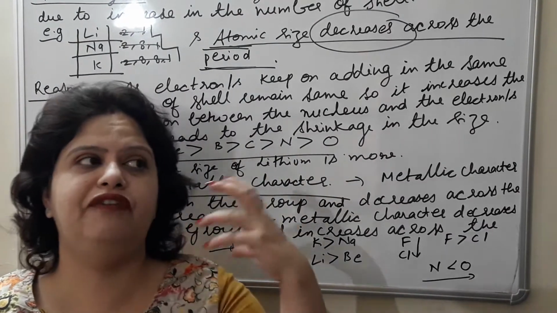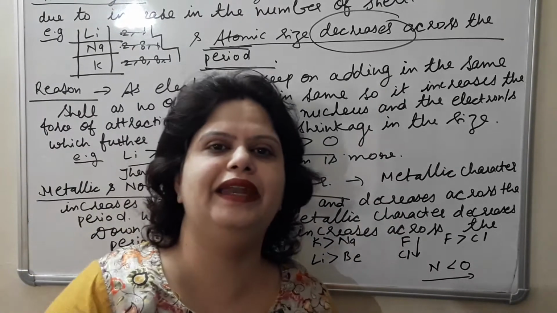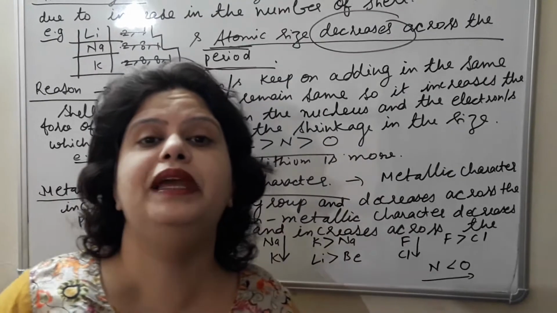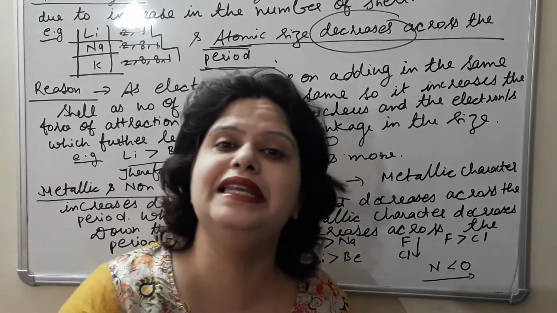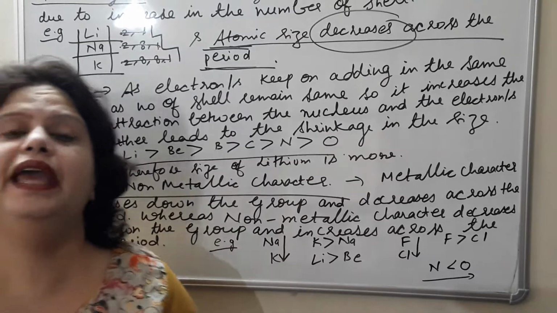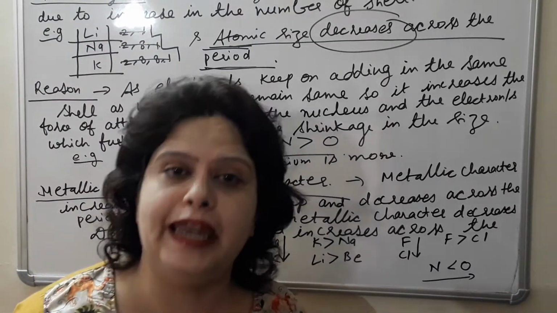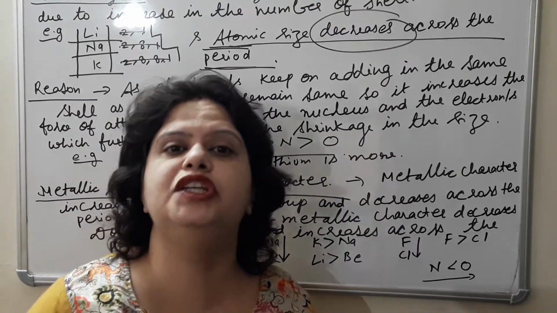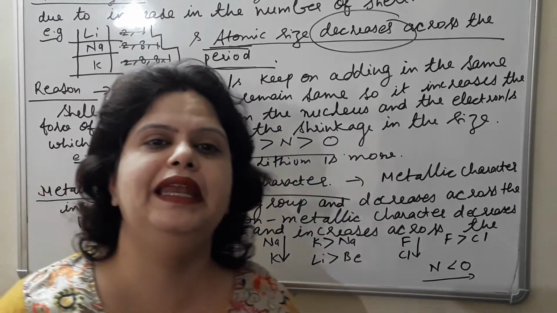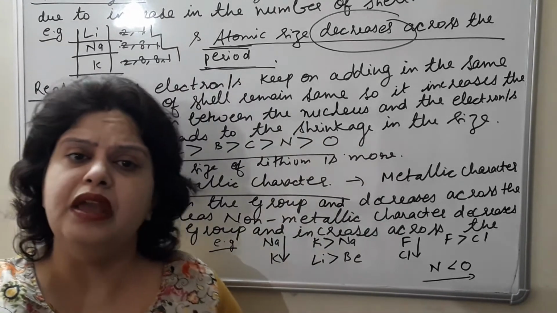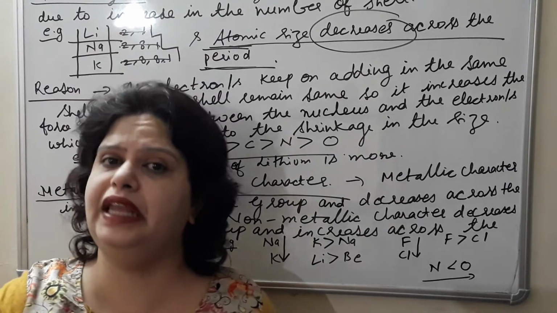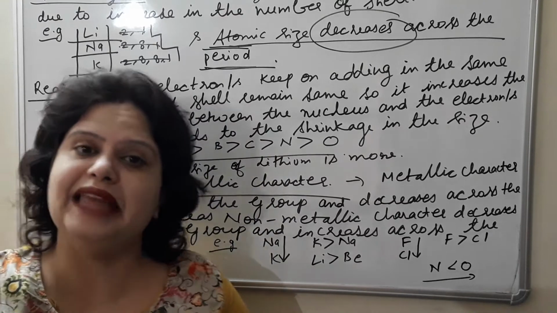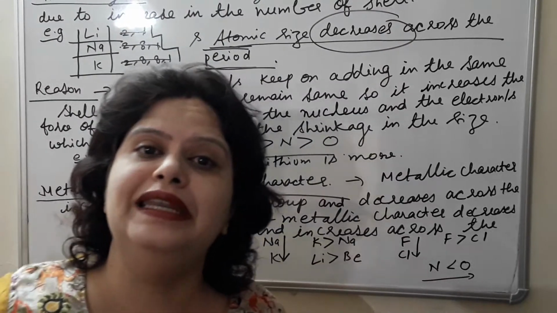So going by that, atomic radius should remain the same. But it is not like that. In this case, atomic radius will decrease. What is the reason behind this? The reason is, in the same shell, the number of electrons keeps on increasing. For example, in lithium it is 2 and 1. In beryllium, it is 2, 2. Lithium, beryllium, boron, 2, 3. Then 2, 4. So in the second shell, the outermost shell, the number of electrons keeps on increasing.